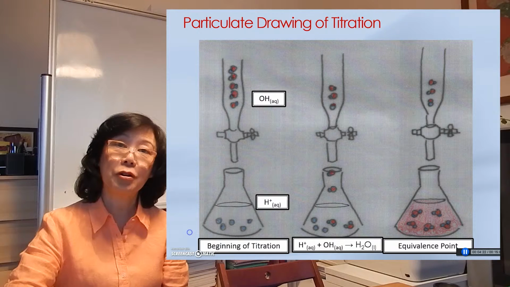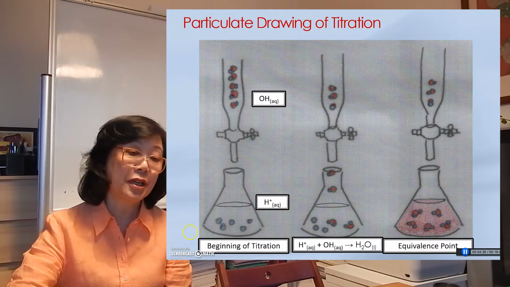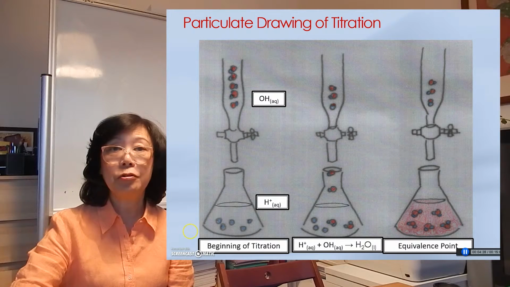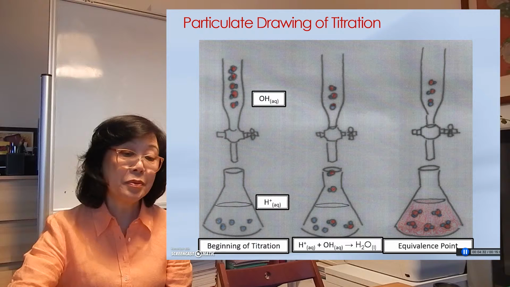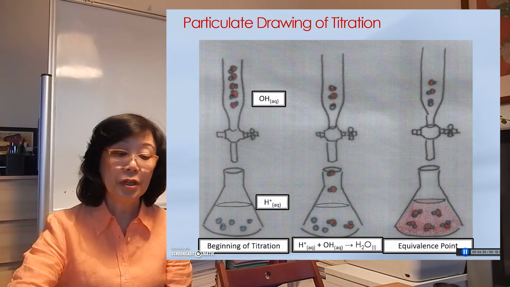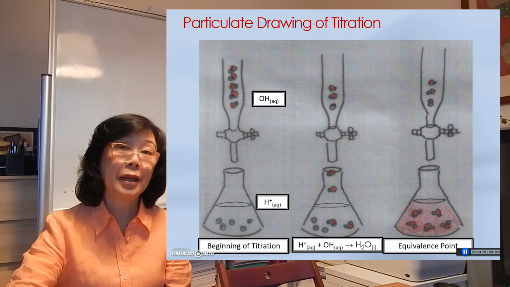Here's a particulate drawing of titration. I have a burette containing the sodium hydroxide solution titrated into hydrochloric acid in the flask. And as the 2 types of ions are combined together, it forms water molecules. And at the end point, I get a pale pink color.